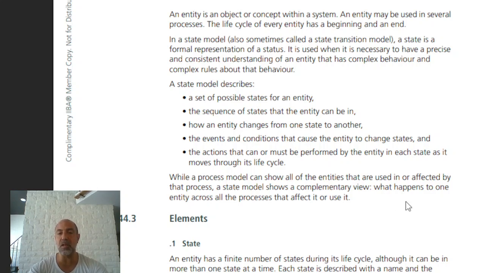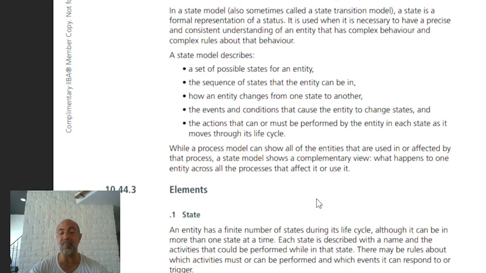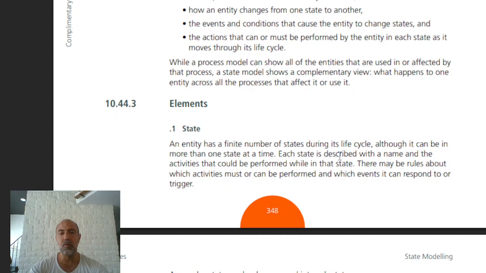And the events and conditions that cause the entity to change states, and the actions that can or must be performed by the entity in each state as it moves through its life cycle. While a process model can show all the entities that are used and affected by the process, a state model shows a complementary view of what happens to the entity across the processes that affect it or use it. Ultimately it's a model, right? So it has to have information about a whole lot of things that we're working with. What are the elements?